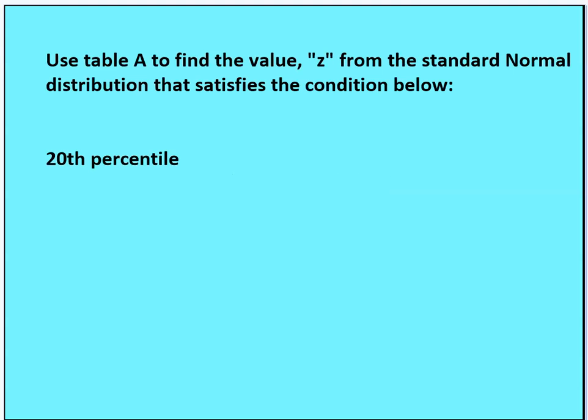Okay, this brings us to classwork 2.2.3, and I'm going to show this to you. All right, so I want you to use Table A again to find the z value from the standard normal distribution that satisfies the condition below of the 20th percentile. So draw a picture, find that point, use the table, and you're going to pause here to calculate this. Now I'm going to move on.